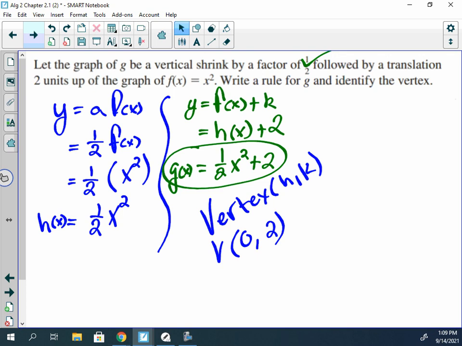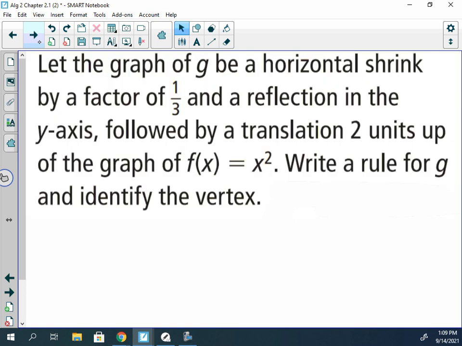Any questions on this here? You feel good about this? Yes? And as y'all can see in the notes, this is the last one of the day. Let the graph g be a horizontal shrink by a factor of 1/3, and a reflection in the y-axis, followed by a translation 2 units up of the graph f of x equals x squared.